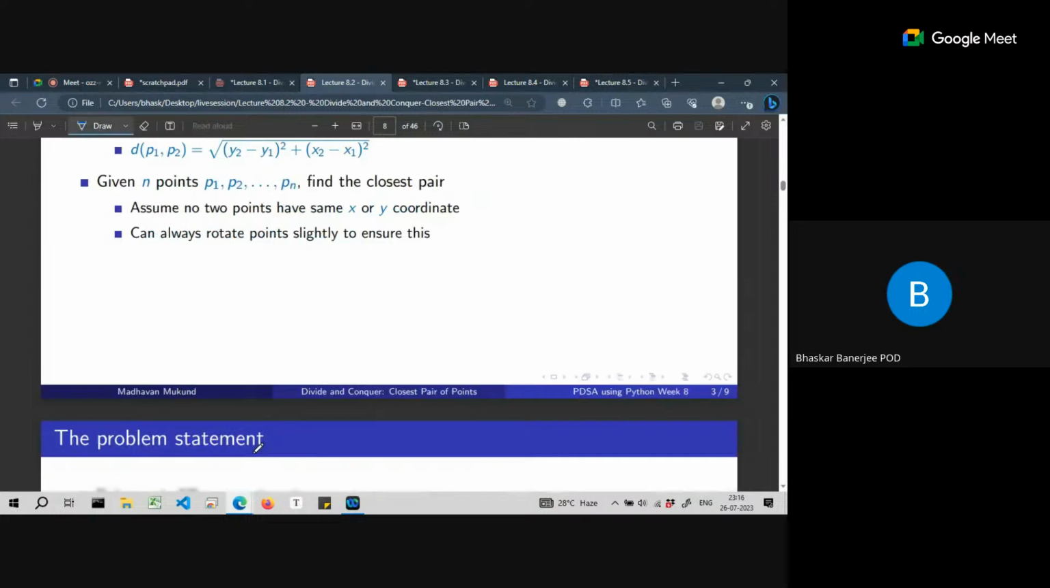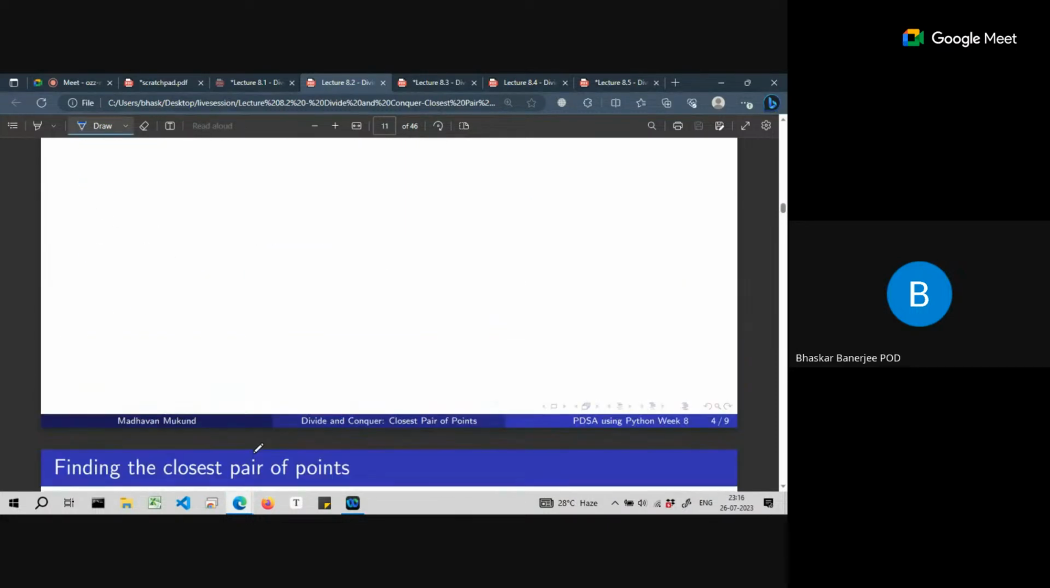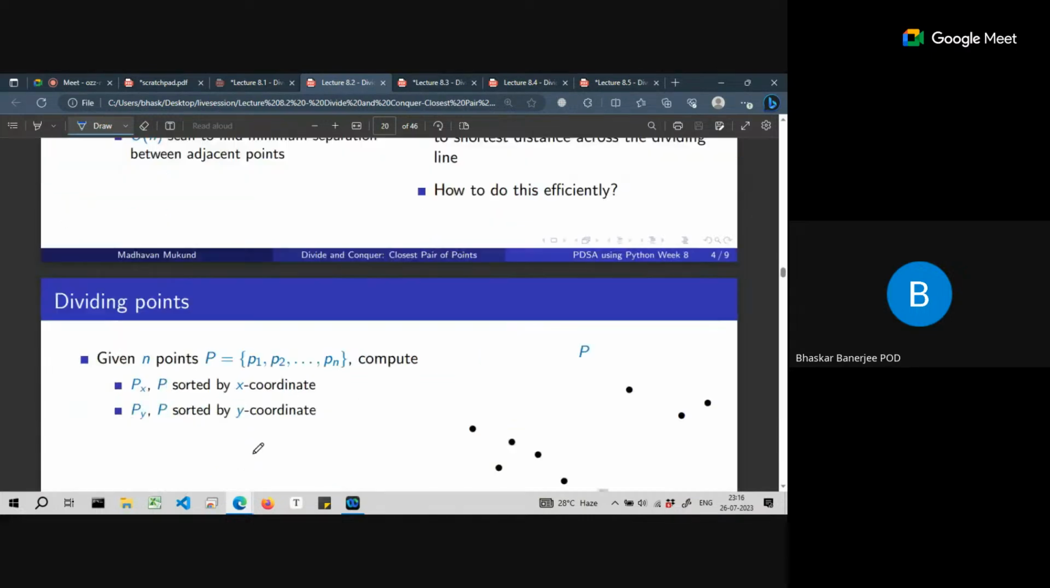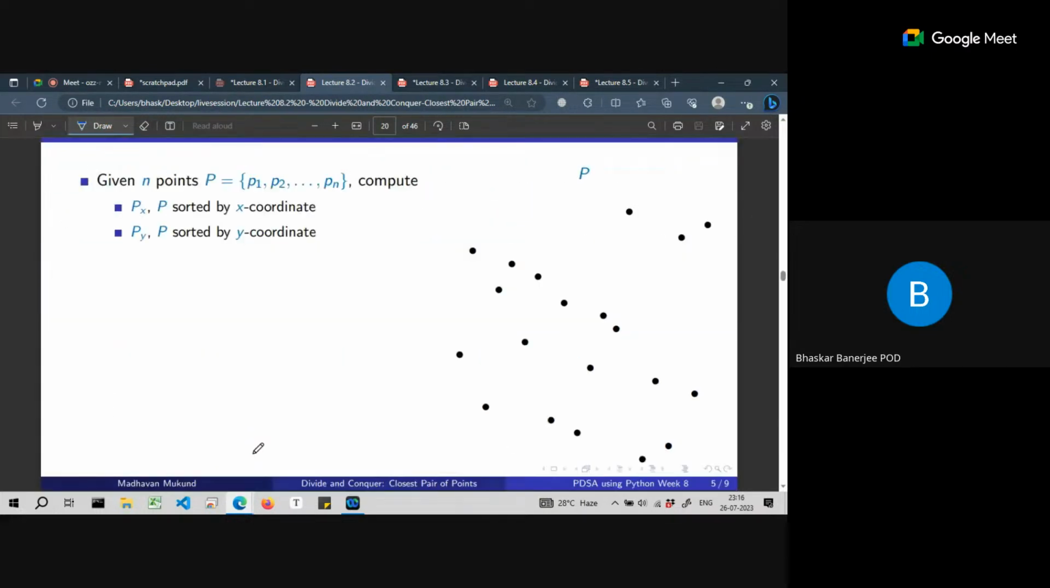So now let's come to the problem. I will not discuss all of this. Okay. So this is the issue. We have this random set of points on our screen and we need to find the pair of points which is closest. So this is another problem where we can use the divide and conquer approach. How to do it?